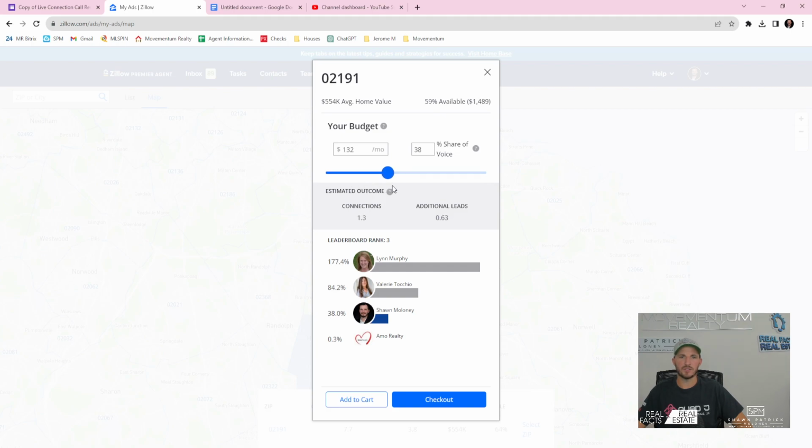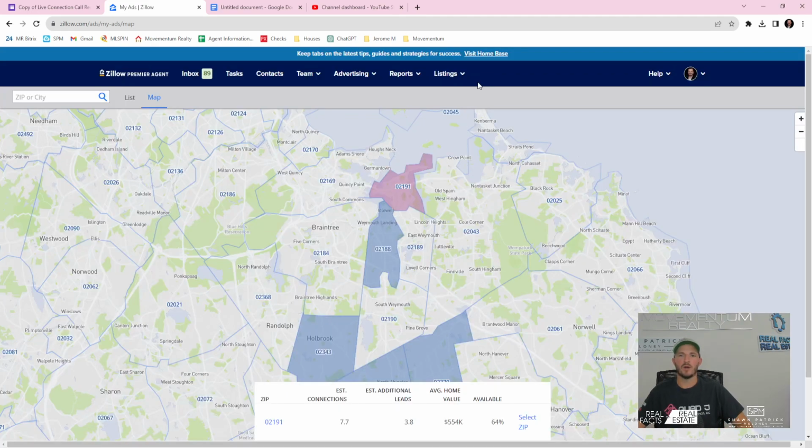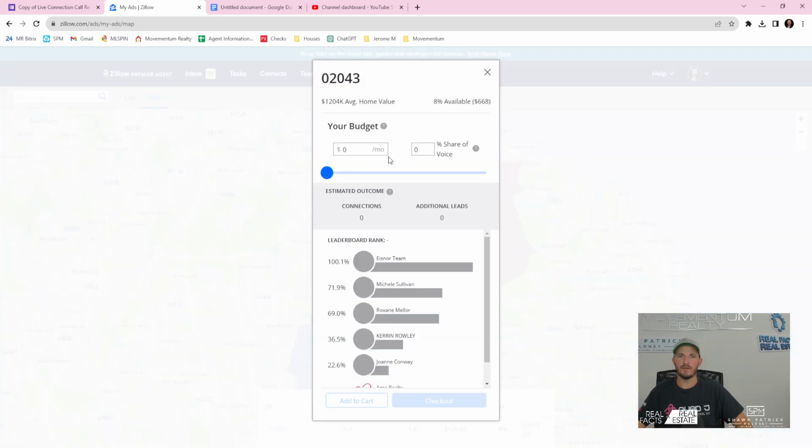They slowly but surely have less of a percentage. So right now, because Lynn is buying in this zip code and she's taking up 200% of the market share, we can see that Lynn is spending quite significant figures in that area, but because there is so much unsold, the 64%, Lynn and Valerie and Amo are all getting way more than they paid for because there's still availability. Whereas if you were to look in some zip codes, there's only 8% available left over, right?